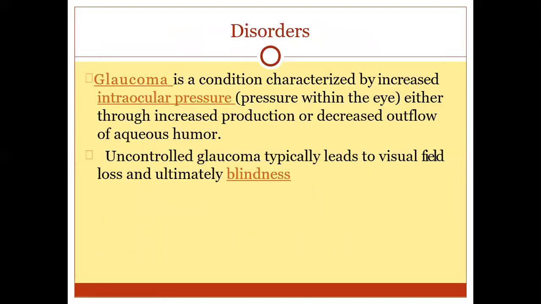Glaucoma is a condition characterized by an increase in intraocular pressure, either through an increase in production or a decrease in the outflow of aqueous. That's why I explained it. The intraocular pressure is maintained because the production rate and drainage rate are balanced, so there is an equilibrium of aqueous within the anterior chamber.